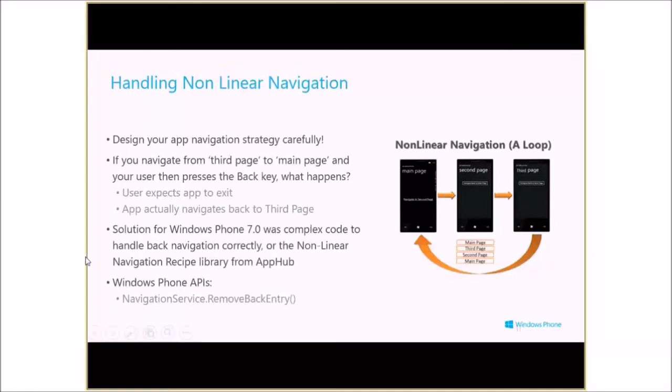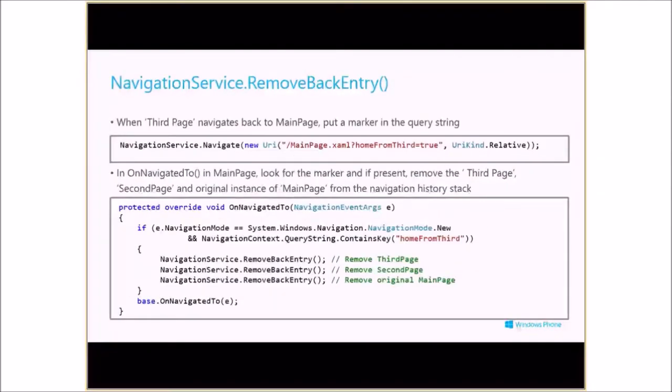So in Windows Phone, we've got something called NavigationService.RemoveBackEntry, which helps you solve this problem. If we take a look at this example, when the third page navigates to the main page, you can put a marker in the query string, for example, like here, homeFromThird equals true, right? Then when you go to the navigation page, you know that you're coming from the third to the main page. Then you just run that 3 times.